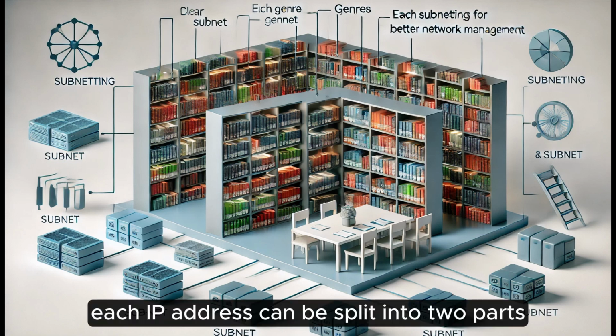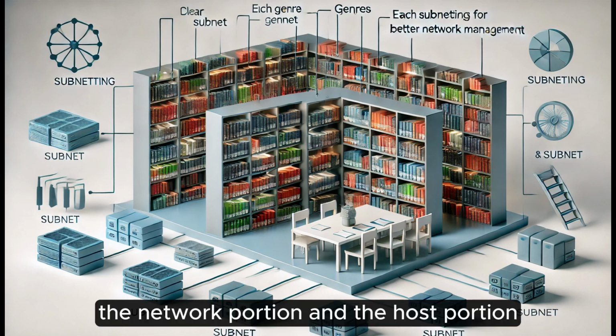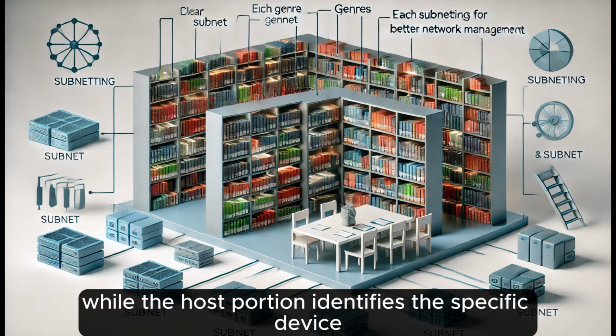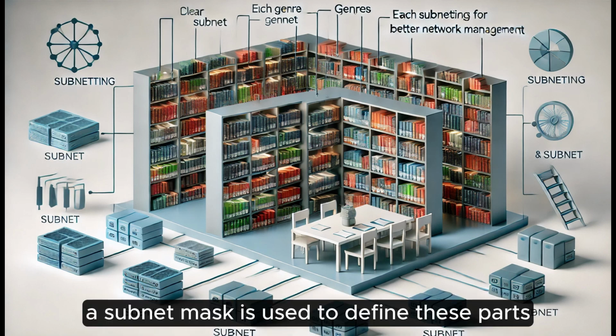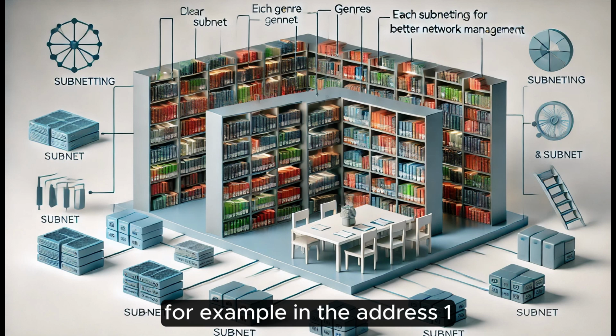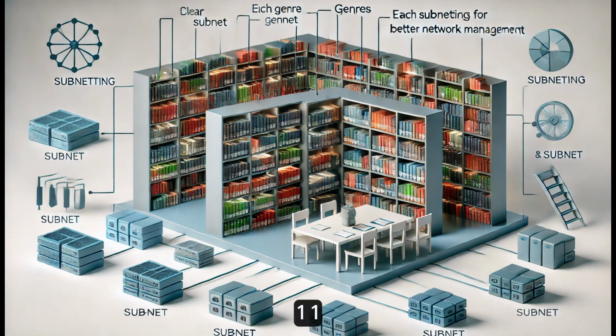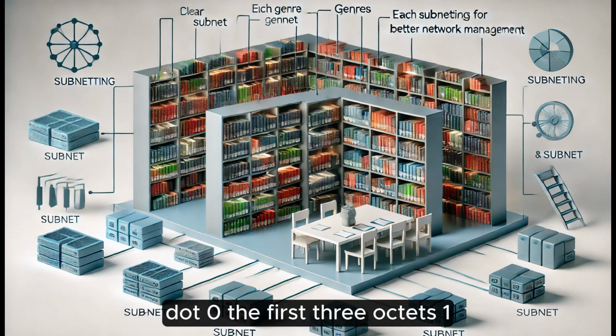what you need. Each IP address can be split into 2 parts: the network portion and the host portion. The network portion identifies the subnet, while the host portion identifies the specific device within that subnet. A subnet mask is used to define these parts. For example, in the address 192.168.1.1, with a subnet mask of 255.255.255.0, the first 3 octets, 192.168.1, represent the network, and the last octet, 1, represents the host.